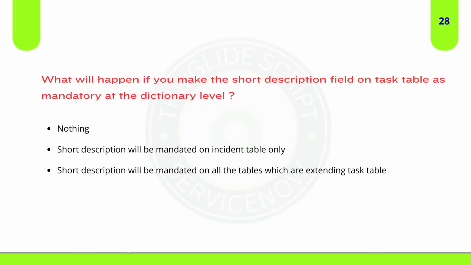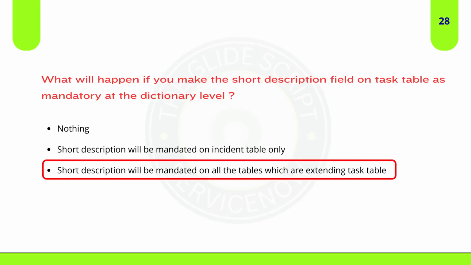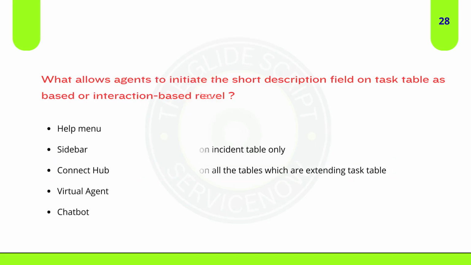What will happen if you make the short description field on the task table mandatory at the dictionary level? If any field is mandatory in the task table and you extend that table, all the properties will be inherited in the child table as well. Short description will be mandatory on all the tables which are extending the task table. Option number 3 will be the correct one.